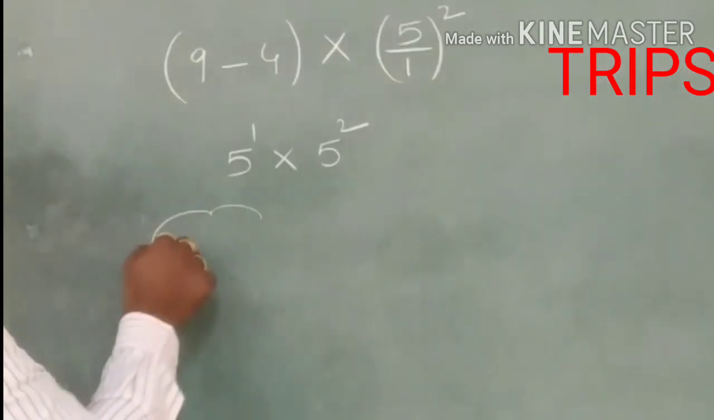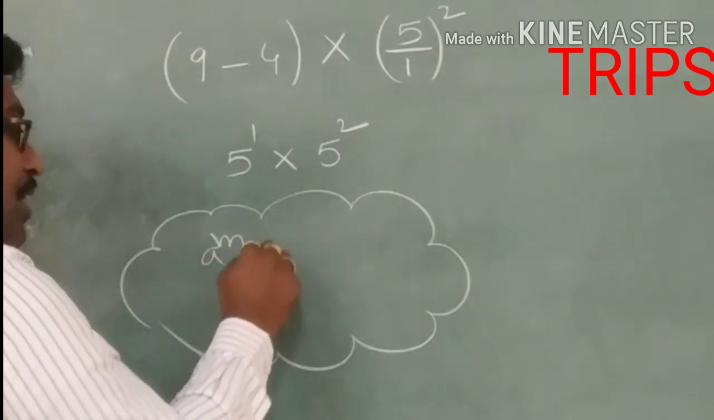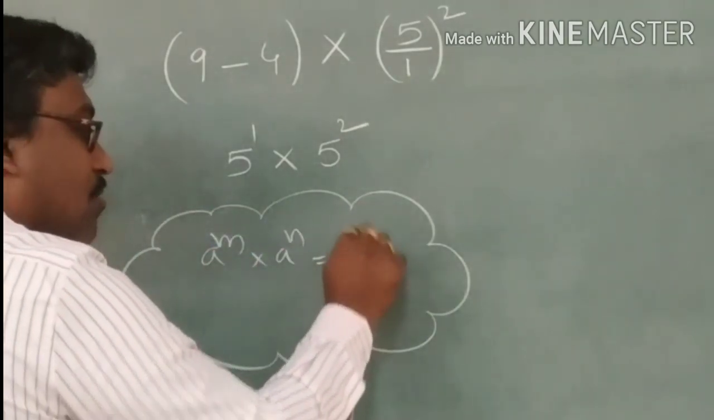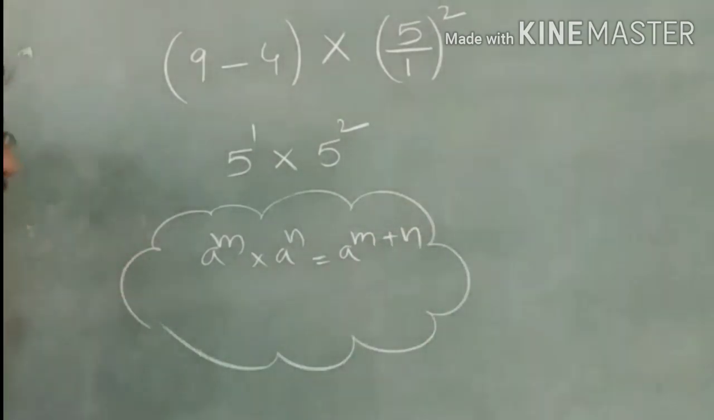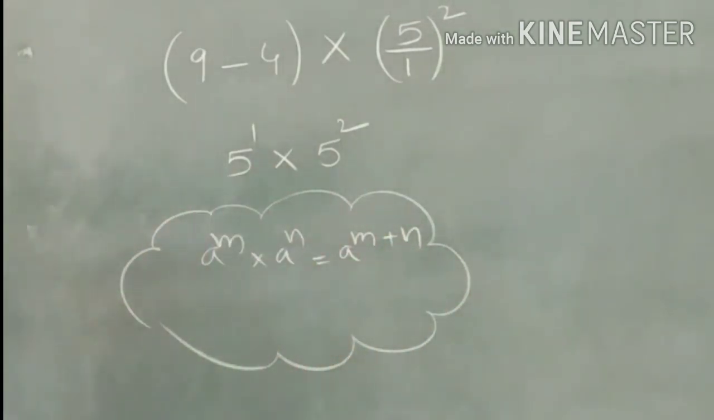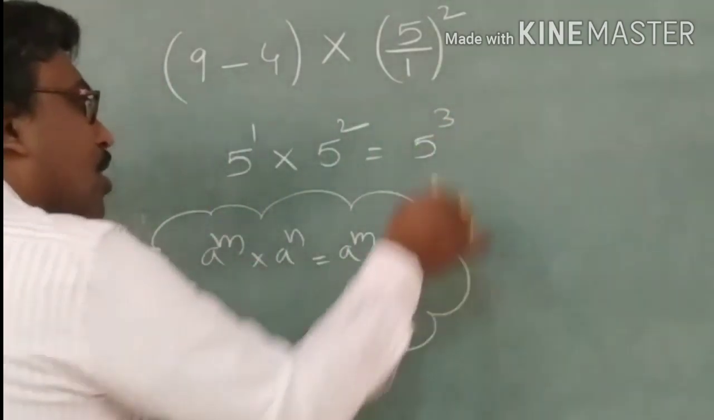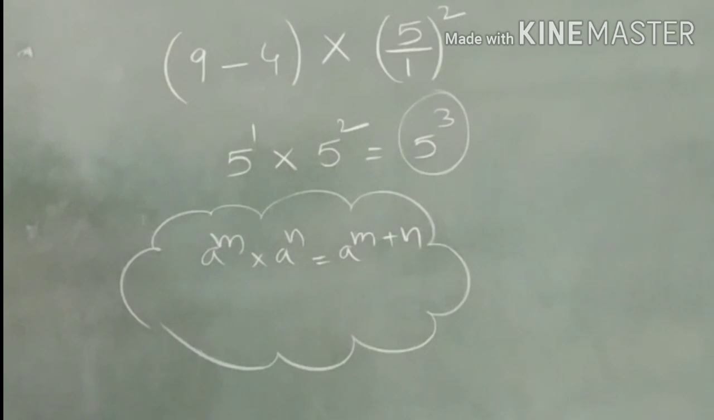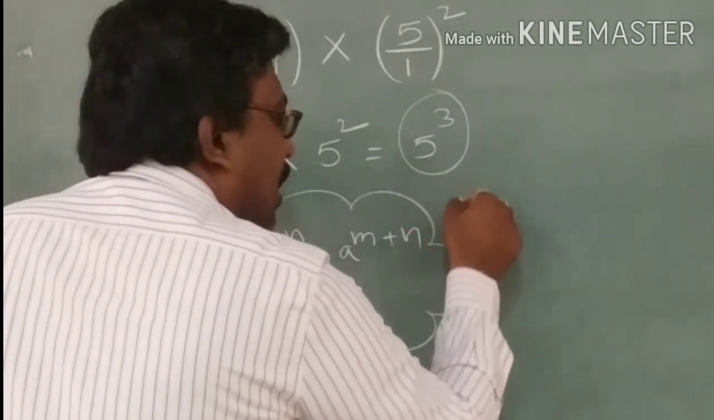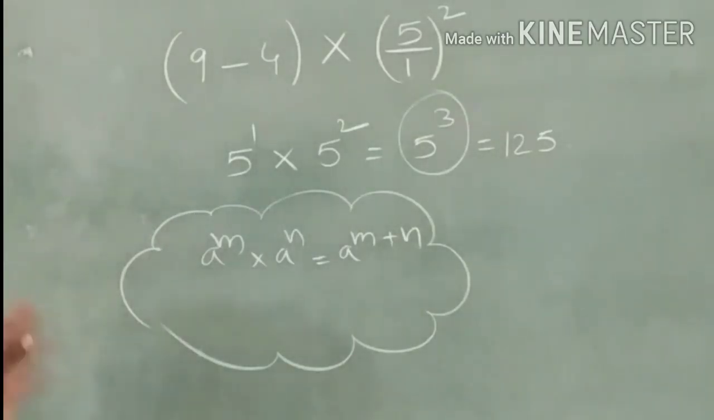We have a formula, okay? a to the power of m into a to the power of n is equal to a to the power of m plus n. Bases are equal, powers should be added. So 5 to the power of 1 plus 2, that is 3. You can leave the answer in exponential form or you can write 5 cube is equal to 125.